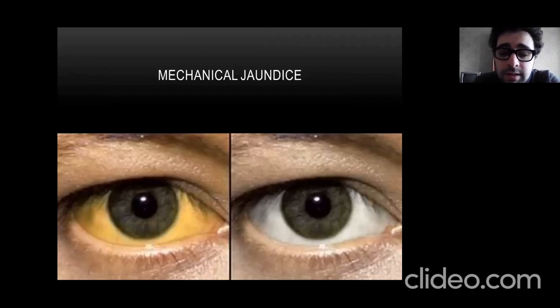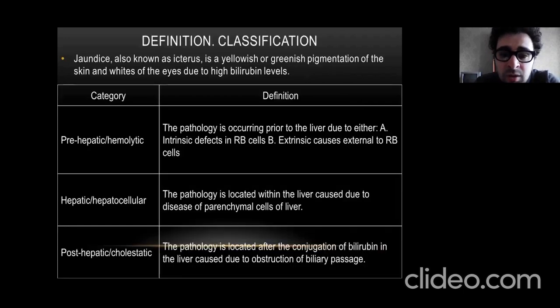Mechanical jaundice, this is the last topic today, and this is a common complication of pancreatitis and cholelithiasis. First of all, there is the classification of jaundices: pre-hepatic or hemolytic, hepatic or hepatocellular, and post-hepatic or cholestatic or mechanical jaundice.